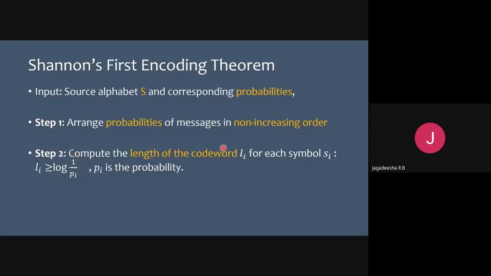So we know the probability. We just calculate the value of Li for every symbol, Si, or every message. That's the second step. That is also easy, right? It's an easy computation. Okay. Now we will move on to the third step.